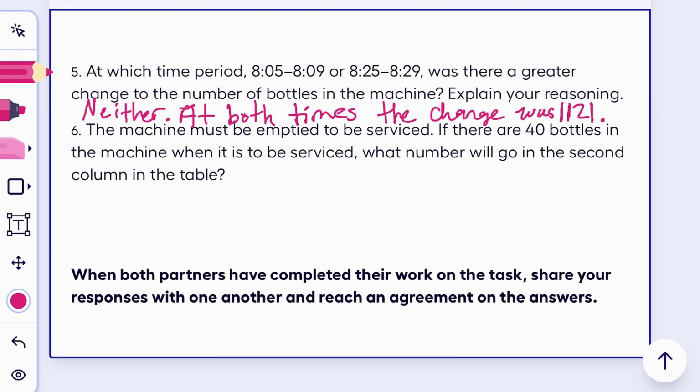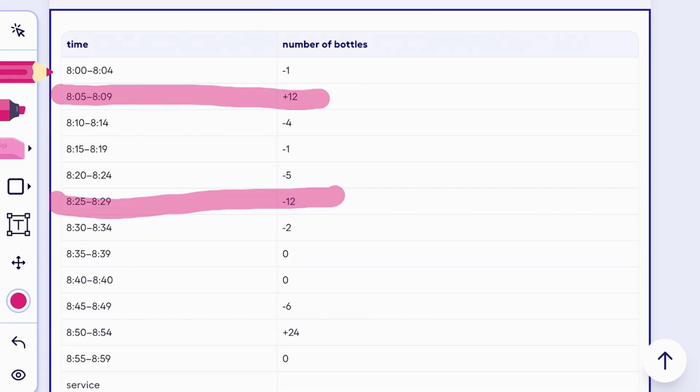The machine must be emptied to be serviced. If there are 40 bottles in the machine when it is to be serviced, what number will go in the second column in the table? Well, if there's 40 bottles in the machine and you have to take out all the bottles to be serviced, then it would be a negative 40 that would go in the second column in the table, right here.